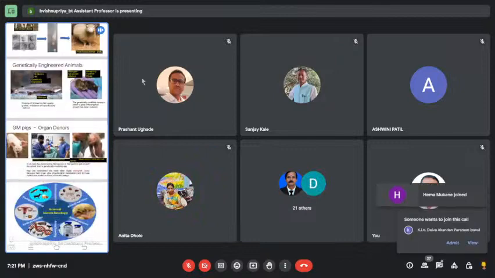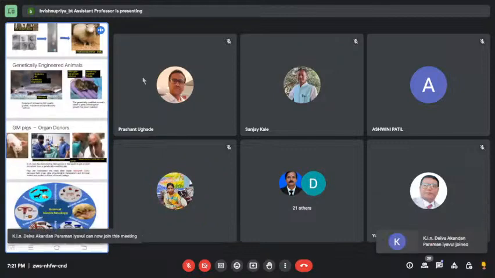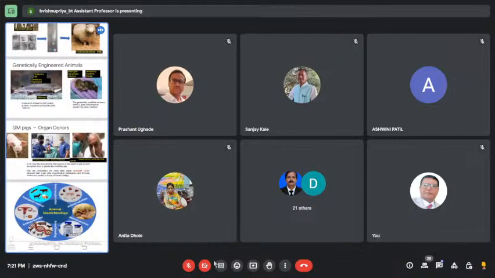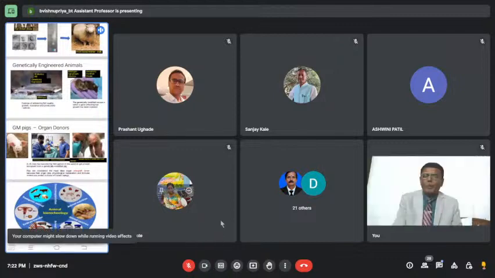In the next slide, you can see the GM pigs, which means genetically modified pigs. Nowadays, people are dying due to organ failure and are unable to get organs on time. To overcome this problem, genetically modified pigs have been created through biotechnology. Pigs are very similar to humans in organ size and physiology, and the genetic similarity is also very close to humans. That's why scientists prefer the pig as an organ donor.